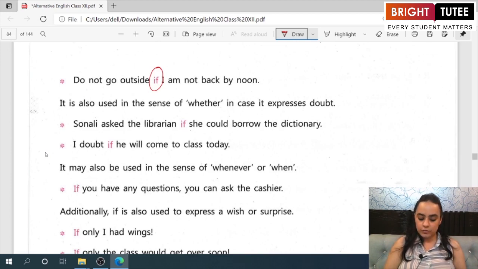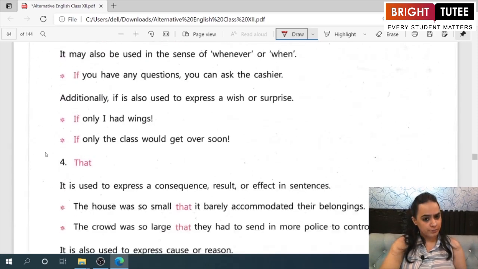It is also used in the sense of "whether" in case we express a doubt. So if there is a doubt that you are expressing, we use it in the sense of "whether". Sonali asked the librarian if she could borrow the dictionary, whether she could borrow the dictionary. I doubt if he will come to the class today. So I doubt whether he is going to come to the class today or not.